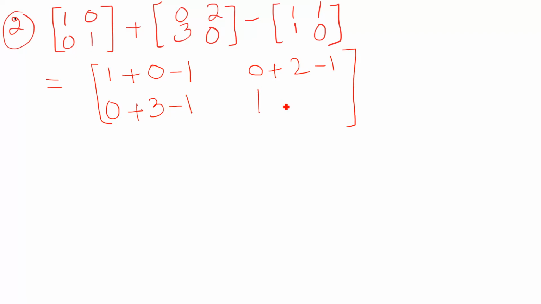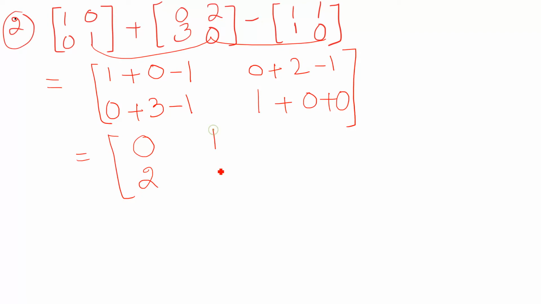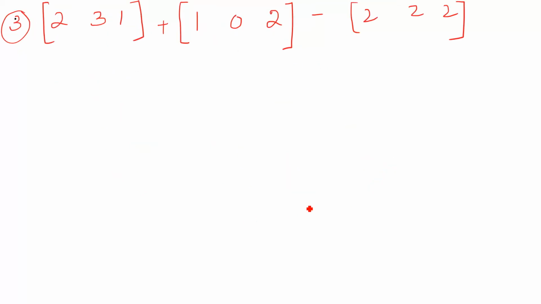Then 0 plus 3 and then negative 1. Here 1 plus 0 plus 0. Write the second. Now this positive 1 or negative 1 will be 0. It is 2. It is 1. It is 1. So this is your answer. Move on to question number 3.